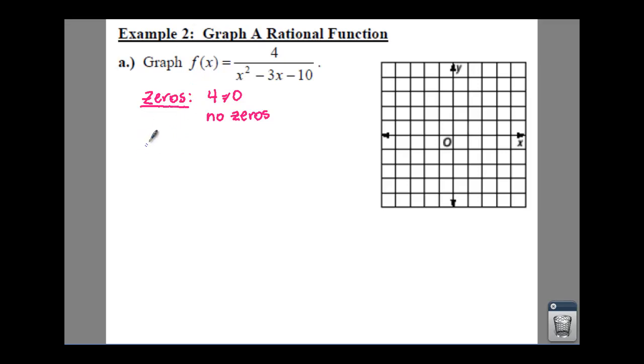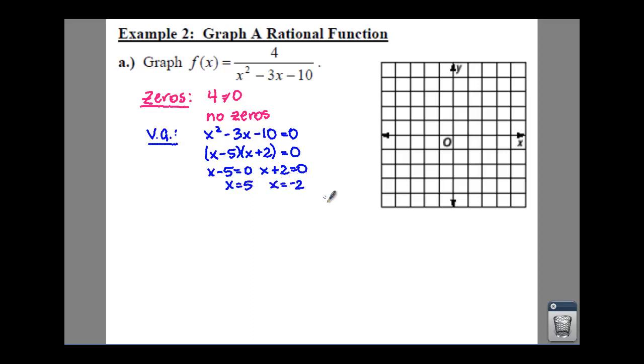Next thing you have to do is find your VA, or vertical asymptote. So we set x squared minus 3x minus 10 equals 0. If you factor this, that gives you x minus 5 times x plus 2 equals 0. You set each of these equal to 0: x minus 5 equals 0 and x plus 2 equals 0. That's going to give you x equals 5 and x equals negative 2.